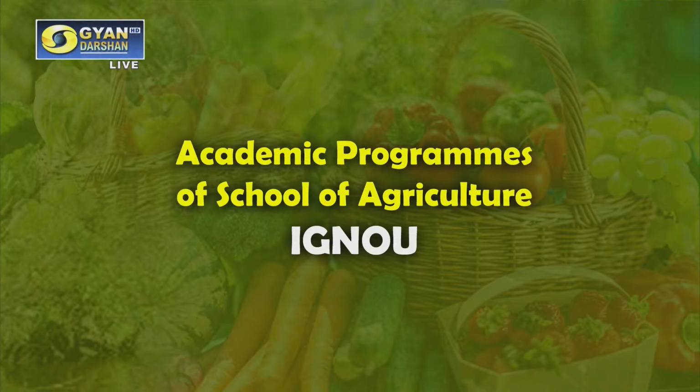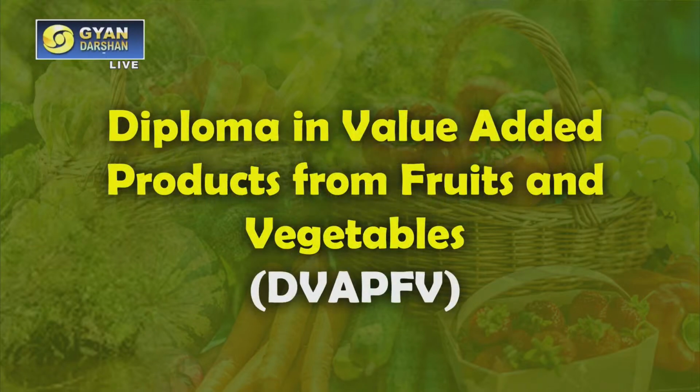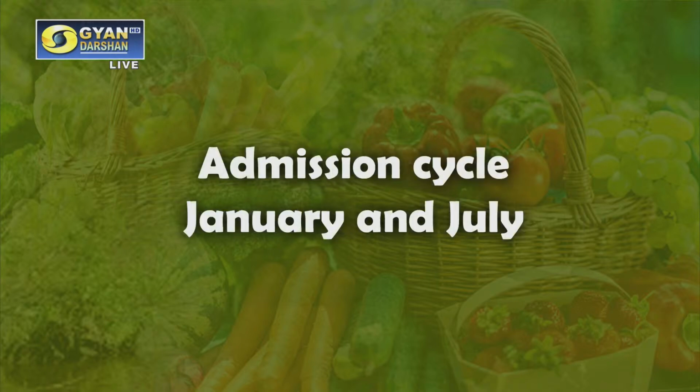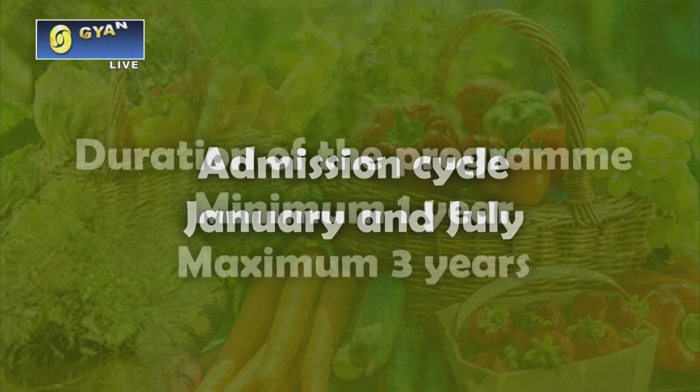Dear learners, the School of Agriculture, IGNOU is offering a number of academic programs in the agriculture discipline. One such program is the Diploma Program in Value Added Products from Fruits and Vegetables. The eligibility for this program is 12th pass or equivalent qualification. The program is available in both sessions, that is January and July sessions every year.